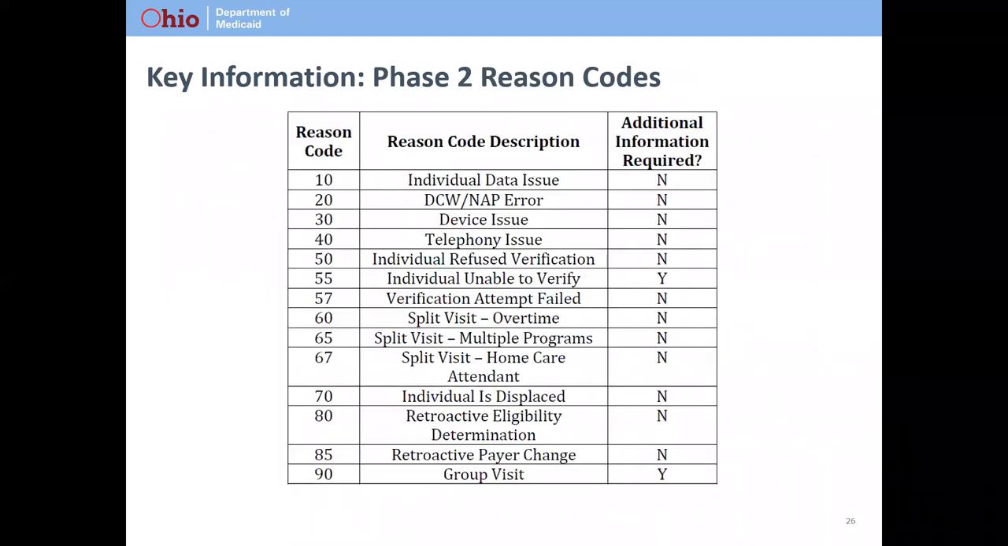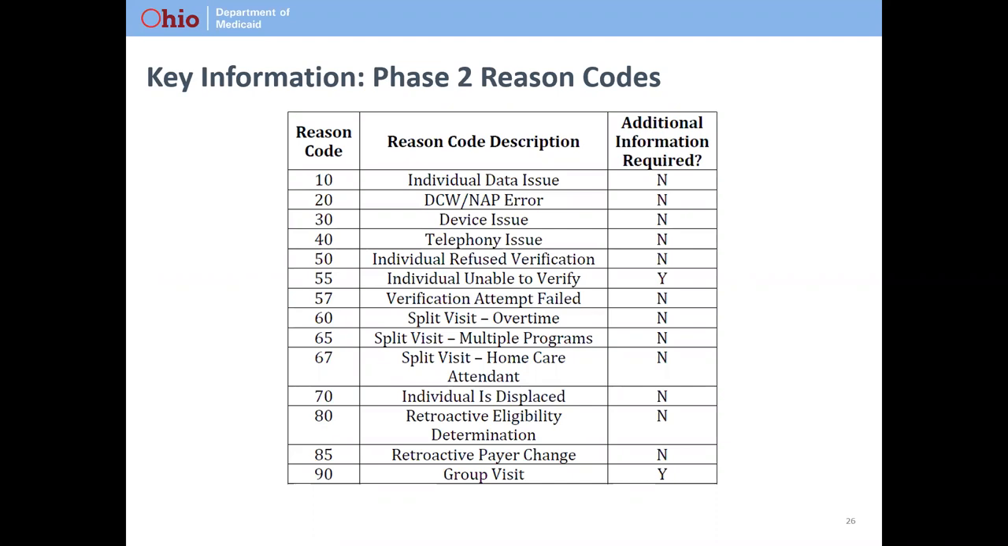Now, the reason code listing that we mentioned earlier would actually show the information that is displayed on this slide. Each reason code is assigned a numeric value, and the code is listed in that reason code listing. There is a description, a set description, that must be assigned to that reason code. And under the additional information required column, a Y or N would indicate yes or no, whether or not additional information must accompany that reason code.